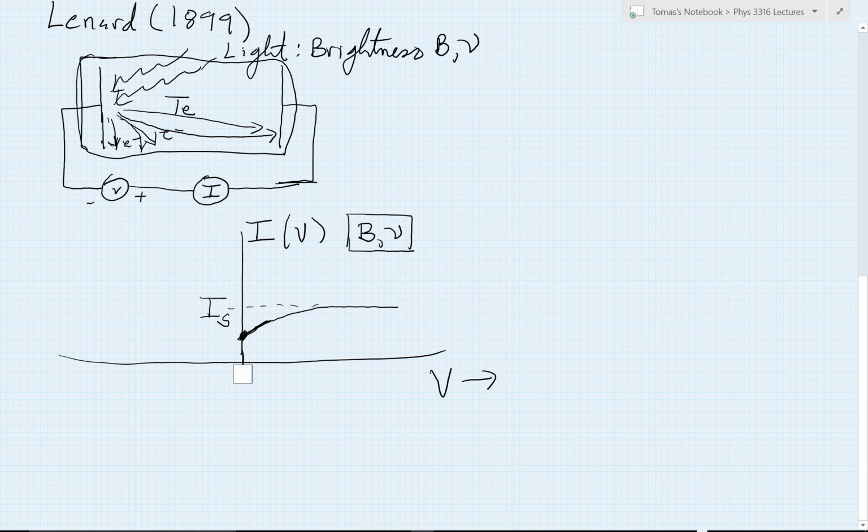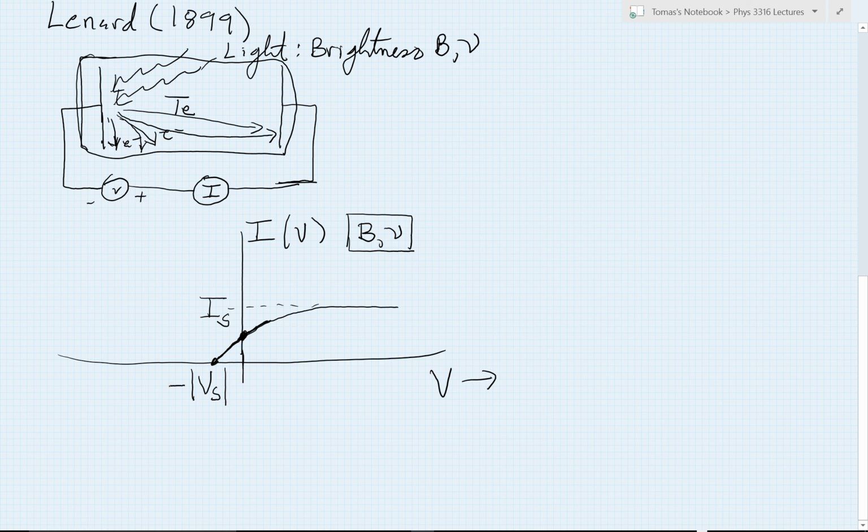So as I go to more and more negative voltages, what I see is my current begins to drop. And I do reach a certain point where the current actually stops completely. And that voltage is called the stopping potential. I will call it Vs, but just to emphasize that it's negative, I will write it as its absolute value there with a negative sign.